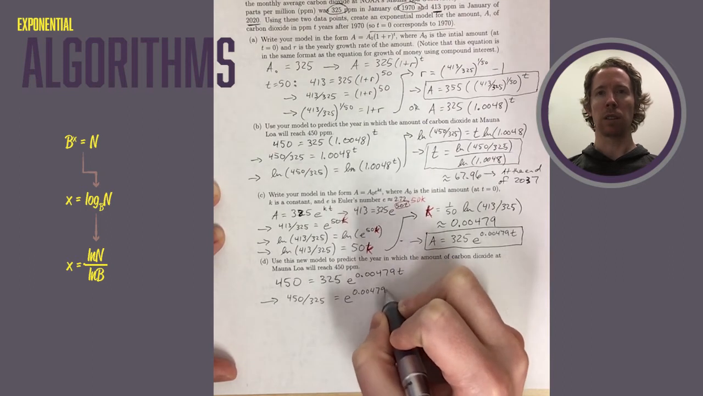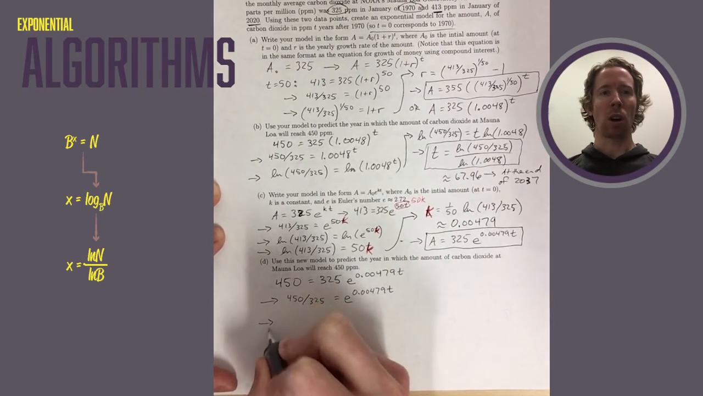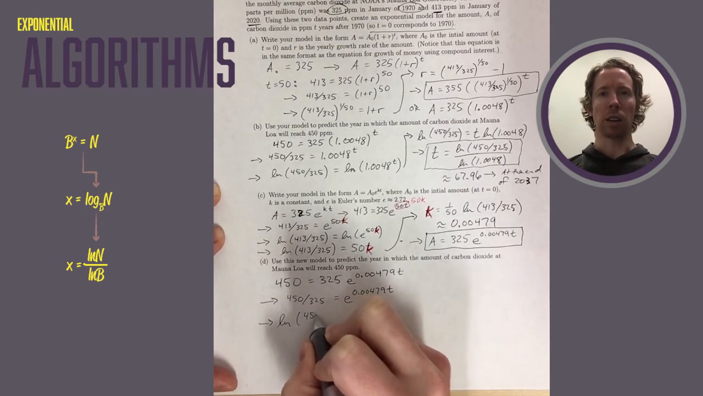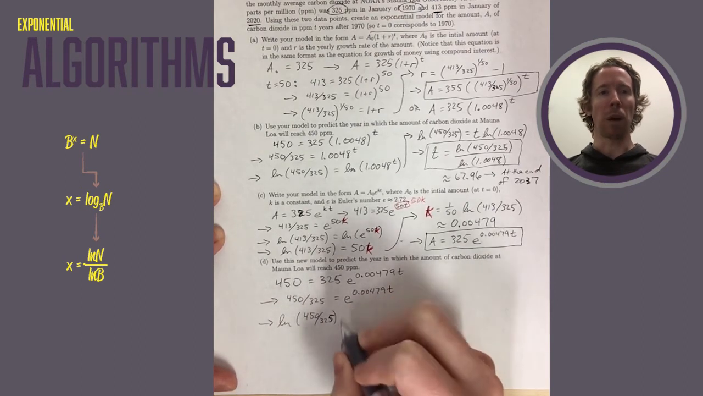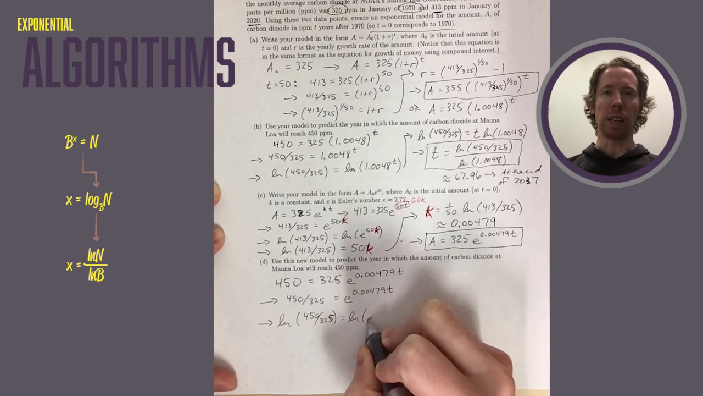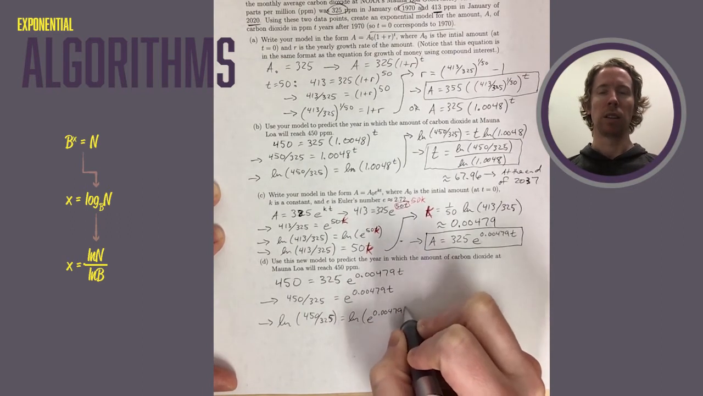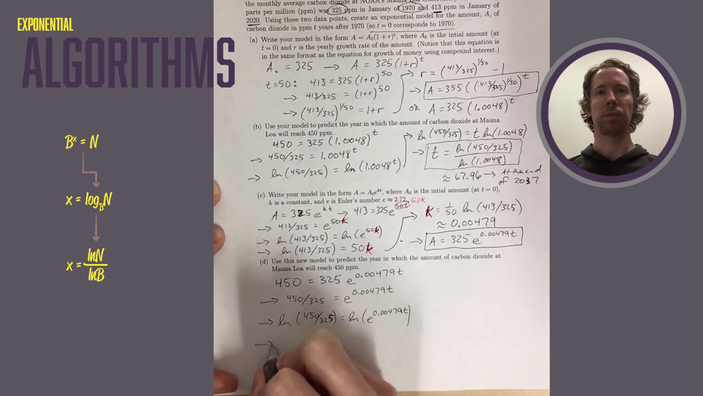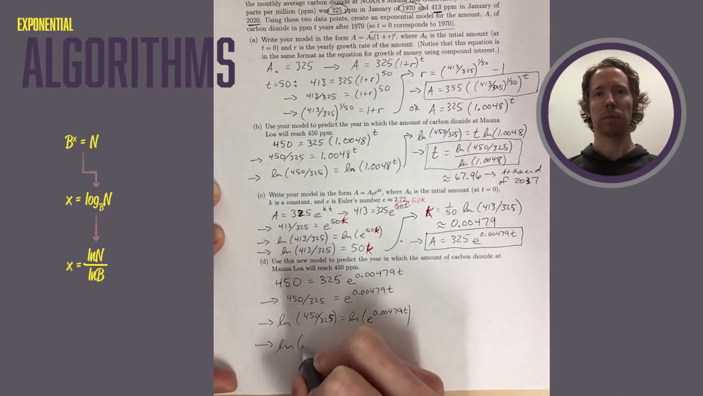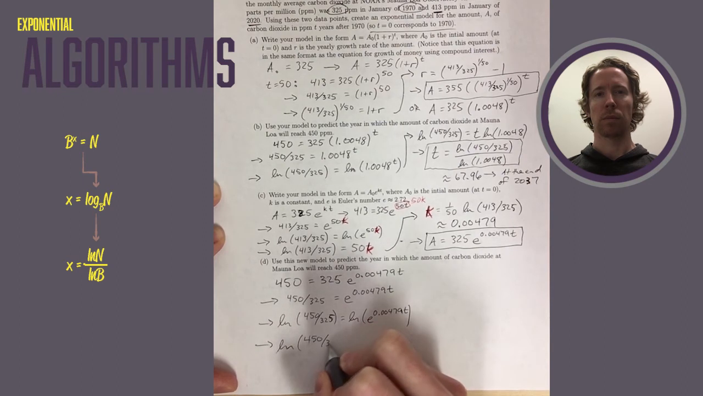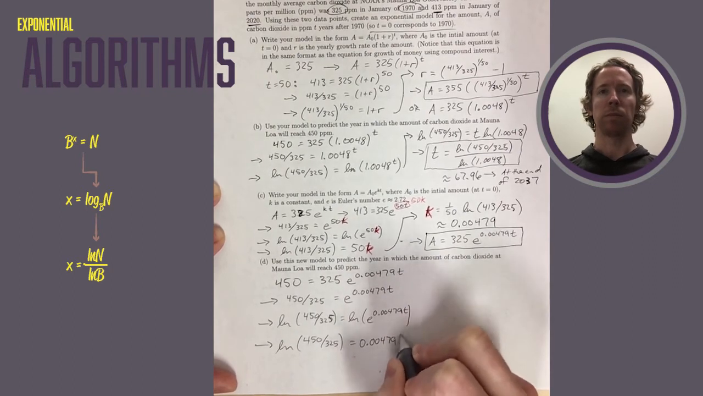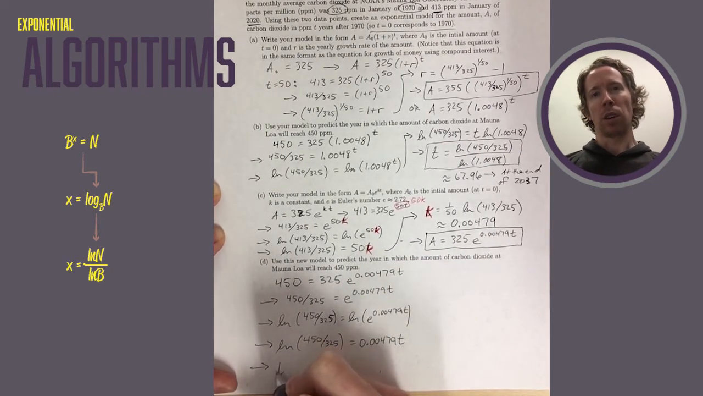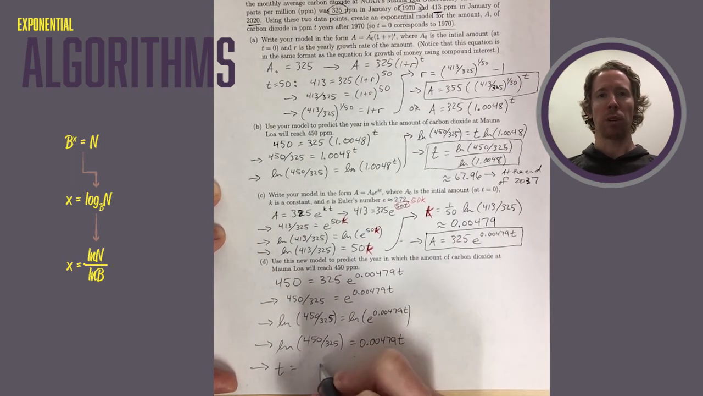Take the natural log of both sides. On the right, the natural log of e raised to anything is just that power that was already there. Because you're asking what power do I raise e by to get e to the 0.00479t. The power is already given to you there. Or you can think of it as bringing the exponent down, and then natural log of e is 1. Then solve for t by dividing both sides by that number, 0.00479.